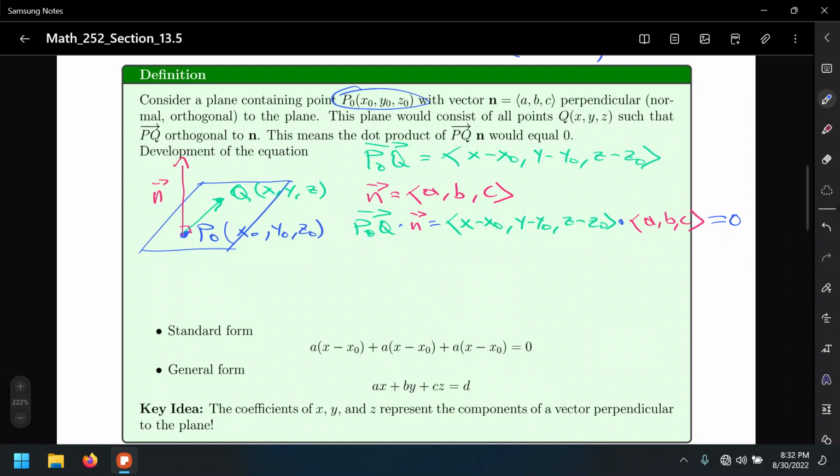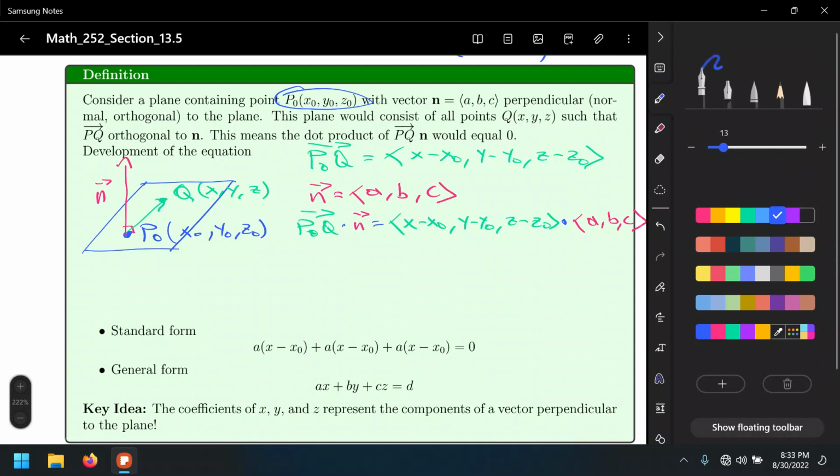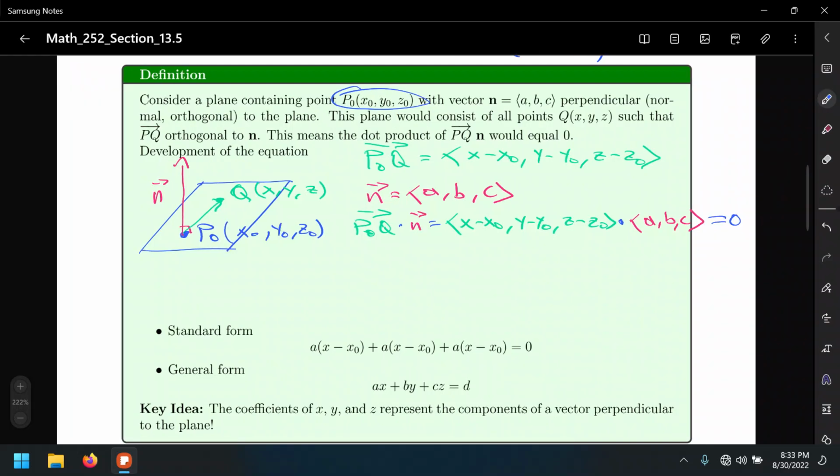So to perform the dot product, we multiply the corresponding components of each vector, x with x, y with y, and z with z. What are we going to get when we do that? Okay, x minus x initial times a, or a times x minus x initial, plus b times y minus y initial, plus c times z minus z initial equals 0. And this is our equation of the plane in standard form. All right? And that's where the equation is coming from.